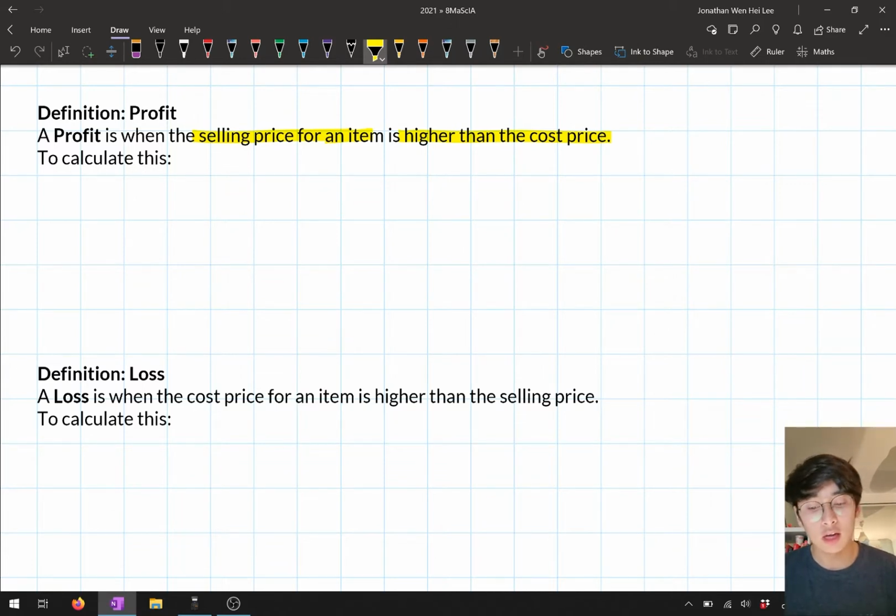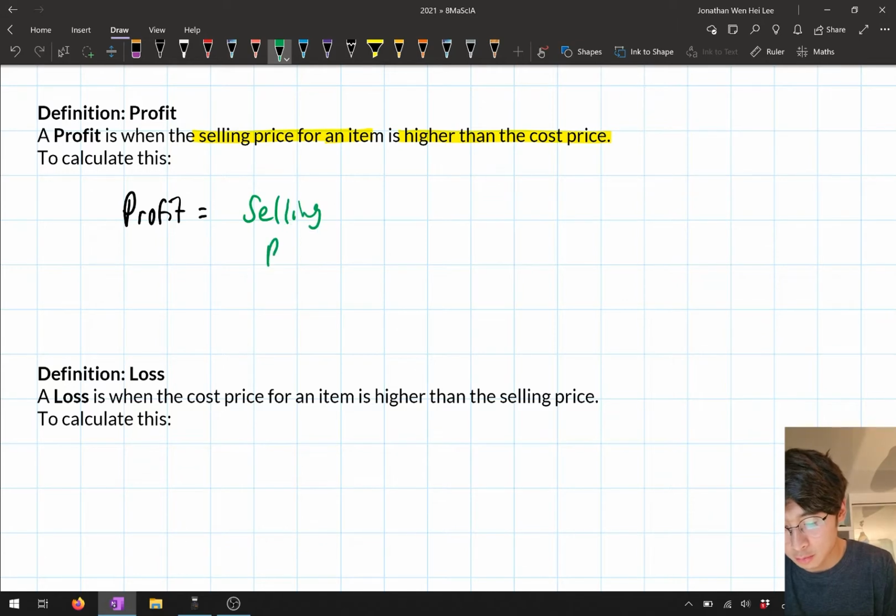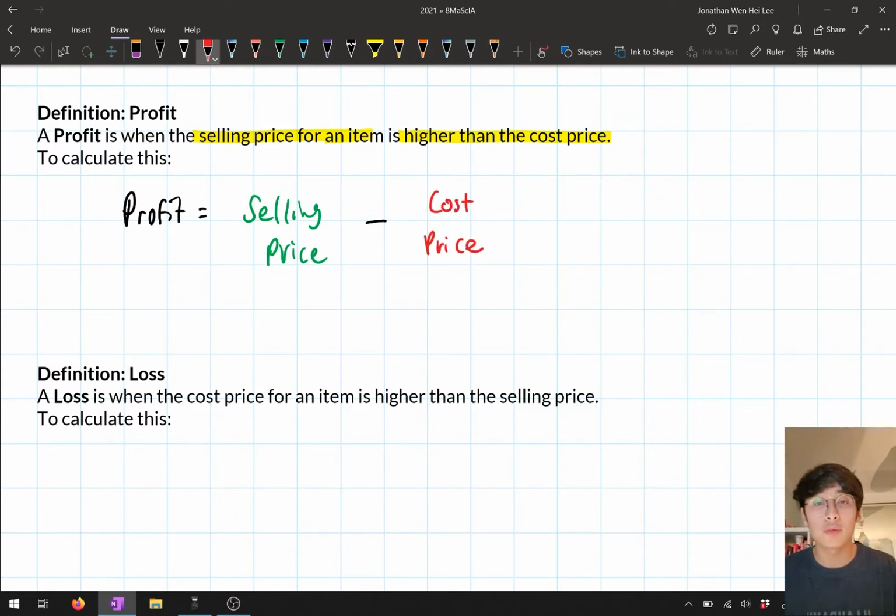So here, this is where the amount that you sell something for is more than the amount that it cost you. The way that we calculate this is the profit is equal to our selling price, and we subtract our cost price. So how much it cost us to make the item. So that's how we find a profit.